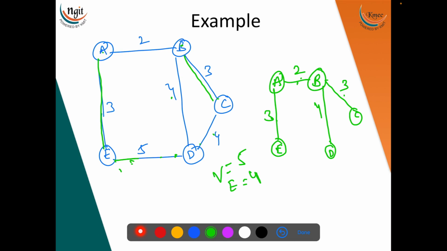So the cost of this spanning tree is 12. Either you can take A, E, B, C, D, or else you can take A, B, E, C, D. Anything is okay, but this cost will not change. The cost will be 12 for this graph. So this is the way to use Kruskal's algorithm. Kruskal's algorithm is all about finding the minimum cost of the edges in the graph.